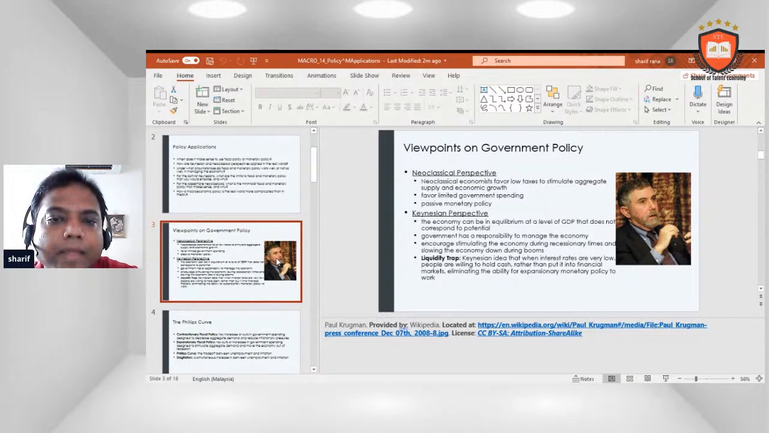Keynesian perspective. The economy can be in equilibrium at a level of GDP that does not correspond to potential. Government has a responsibility to manage the economy, encouraging and stimulating the economy during recessionary times and slowing the economy down during booms. Liquidity trap: the Keynesian idea that when interest rates are very low, people are willing to hold cash rather than put it into the financial market, eliminating the ability of expansionary monetary policy to work.